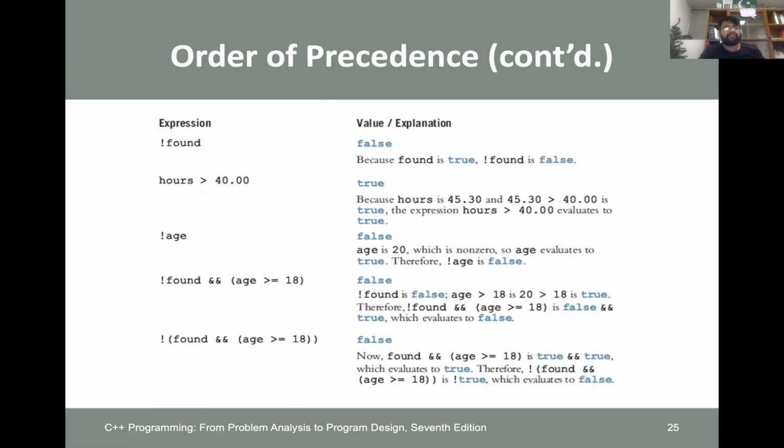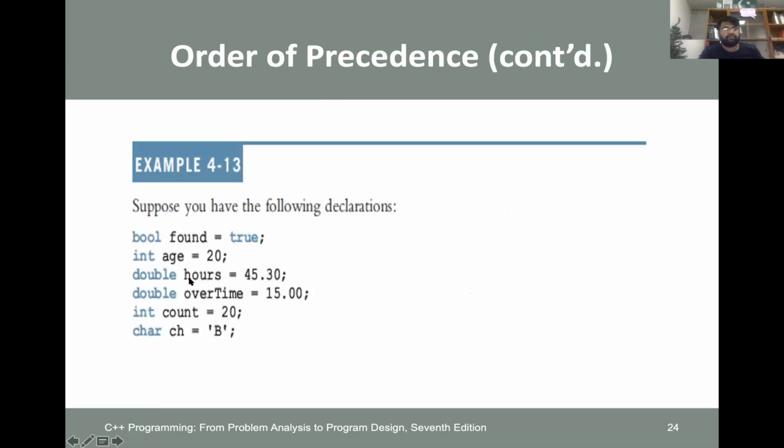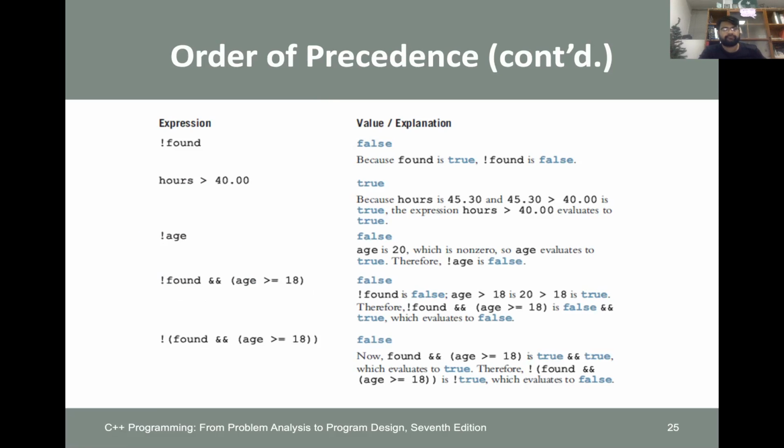So since age evaluates to true in a logical expression, not of age would be false. Not found and age is greater than or equal to 18. Not found, we already know, is false. So since this is false and age is actually greater than or equal to 18. Yeah, so age is greater than 18. 20 is greater than 18. Hence this part is true, but since the other part is false, overall the and operator is going to be false. And this expression is going to return a false value.